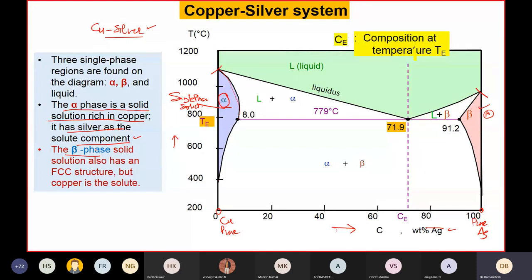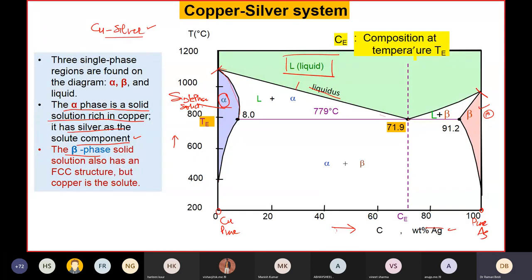And now there are other lines here. So I say that this is the liquid region. This is the liquid region. And that means I have this line which we call the liquidus line. Above the liquidus line there will be only liquid.